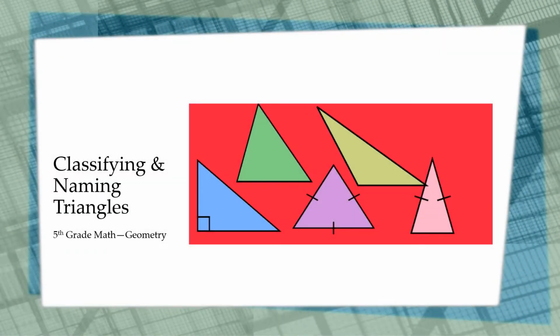Welcome back, mathematicians. If you have watched part 1 of classifying triangles, you would have learned all the vocabulary of sides and angles. Today, we're going to take it a step further, and this is part 2. We will be naming triangles, and again, this is still a 5th grade math geometry unit.